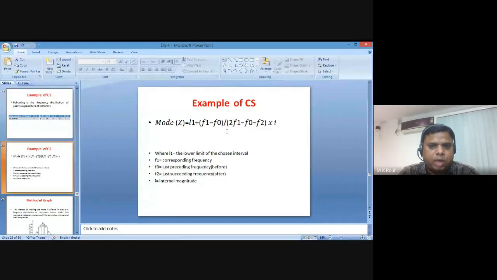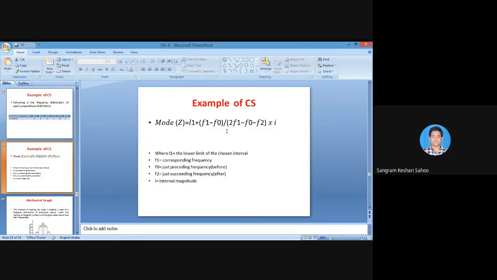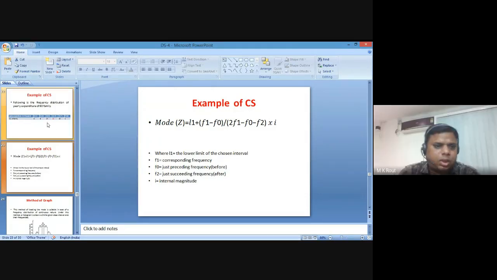Here is the formula: L1 plus F1 minus F0 divided by 2 F1 minus F0 minus F2, into I. Sir, will you show the example again? Yes, just note.